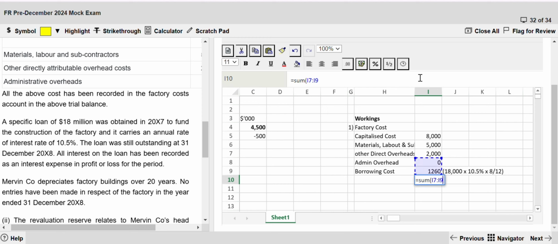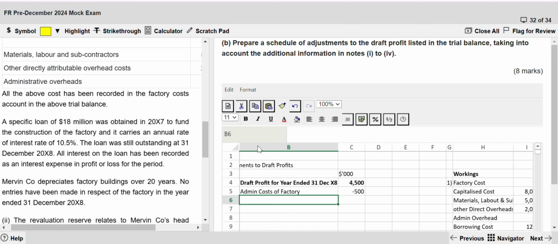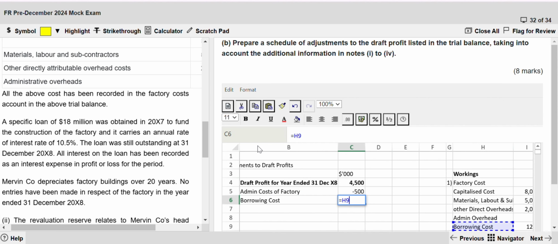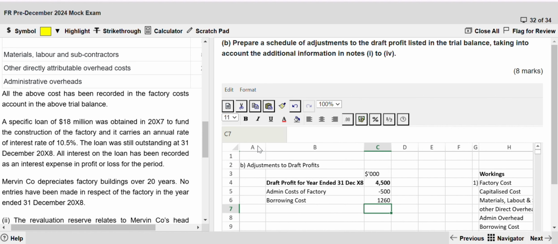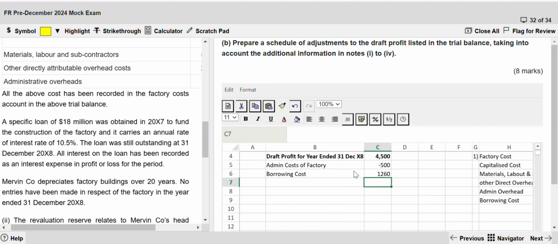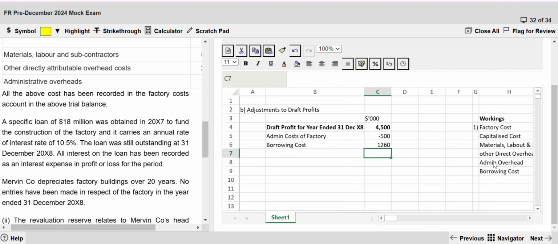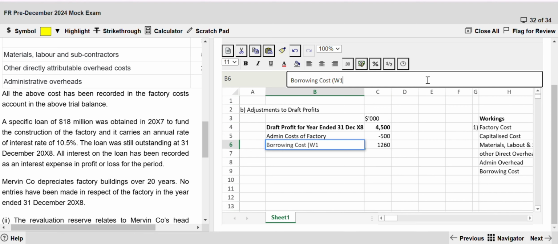1,260. കറക്റ്റ്. സോ ദിസ് 1,260 ഹാസ് ബീൻ ആഡഡ് ആസ് എൻ എക്സ്പെൻസ്. അത് നമ്മൾ ഇവിടെ നിന്ന് റിമൂവ് ചെയ്യണം അല്ലേ? സോ ബോറോയിങ് കോസ്റ്റ് വിച്ച് ഇസ് 1,260 should be added. Okay, so you can also mention the refer to working number 1.